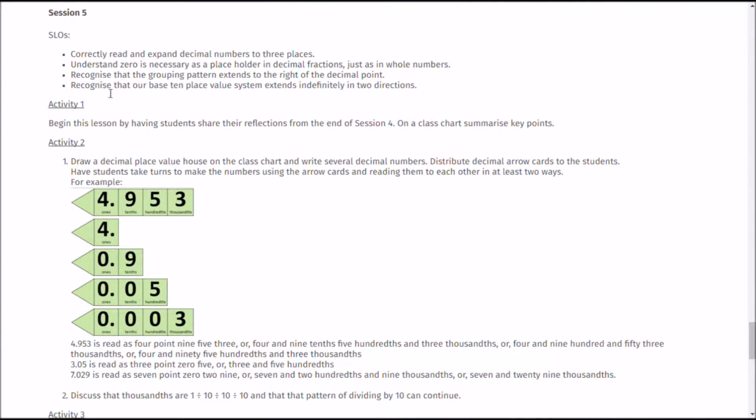You can see here it has specific learning objectives at the start: reading and expanding decimal numbers, the use of 0 as a placeholder, recognising that the place value pattern continues to the right of the decimal point, and the idea of the place value base 10 system going in both directions. There are 5 activities. The first one is about refreshing prior knowledge of the base 10 place value system used for whole numbers, and really introducing and focusing on these things with the decimal numbers and also the use of the decimal point. Activity 2 is the one we're going to mostly focus on here today.